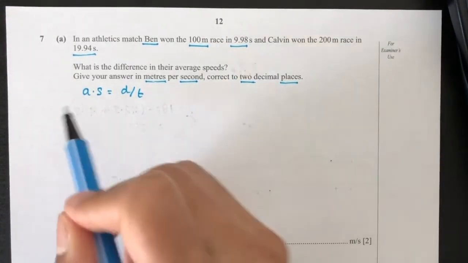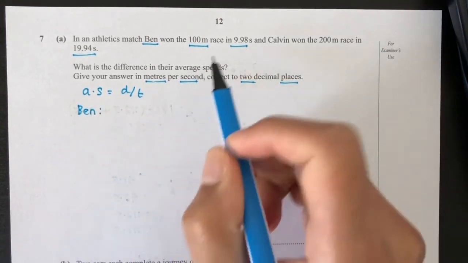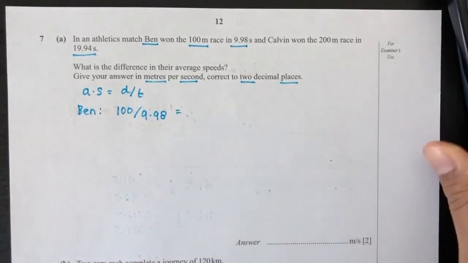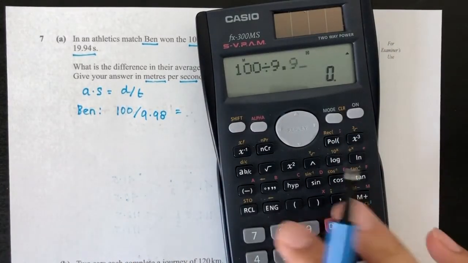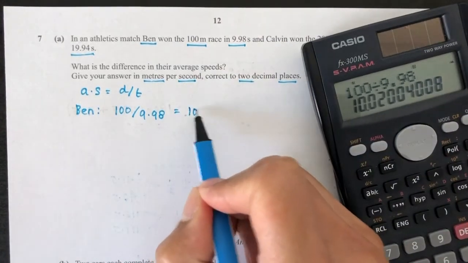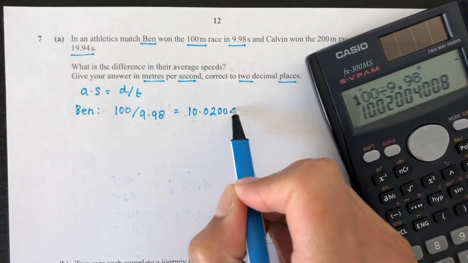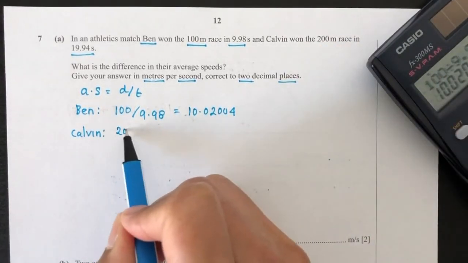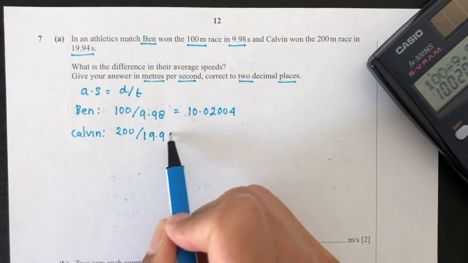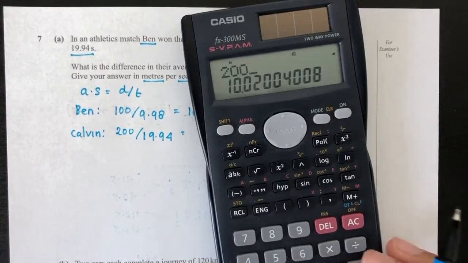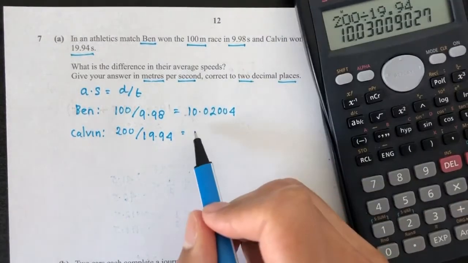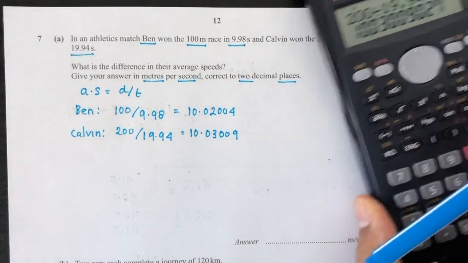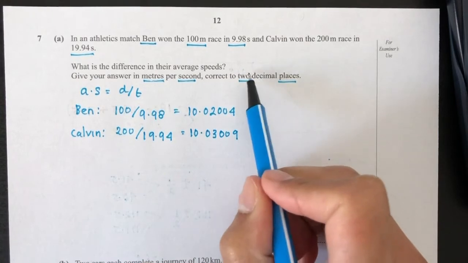So let's do that. For the first one, let's use Ben. Distance of Ben was 100 over time of 9.98. That will be 10.02004. Now for Calvin, distance was 200 over 19.94. So 200 divided by 19.94, that should be 10.03009. Now you have to give your answer correct to 2 decimal places.